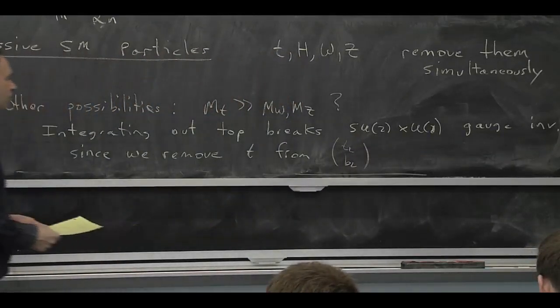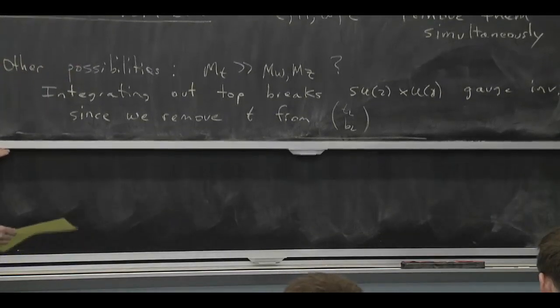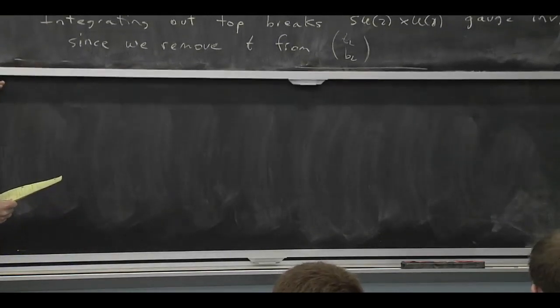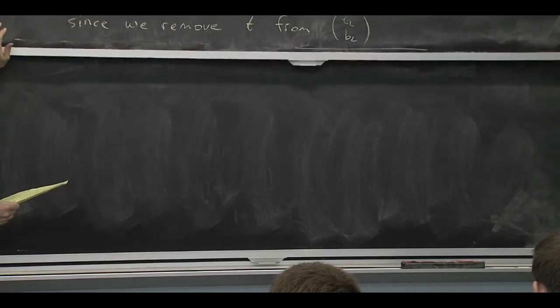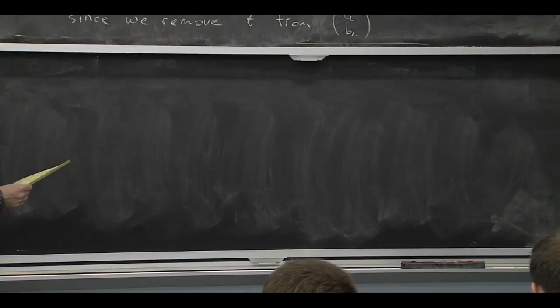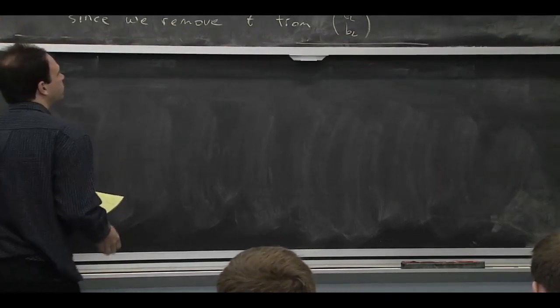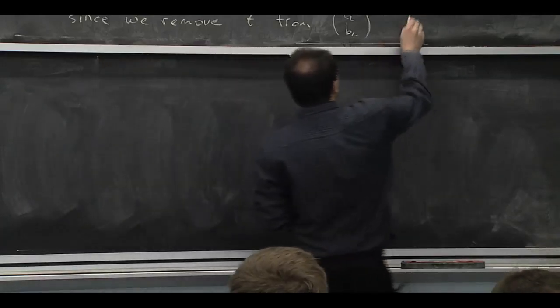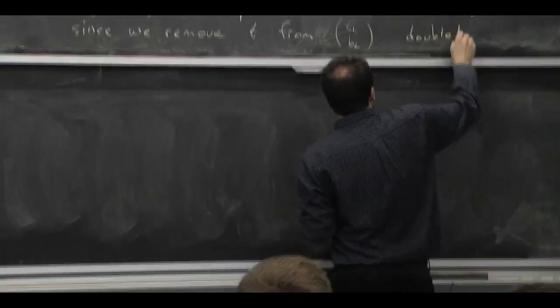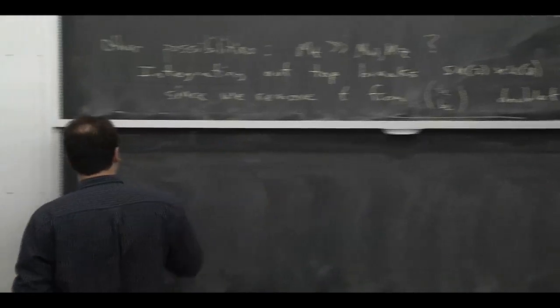But you're trying to remove one member of a doublet. And that leads to Wess-Zumino terms that you'd have to include in the effective theory, so you can deal with it. And it's just a little bit annoying. But it's something you can deal with.